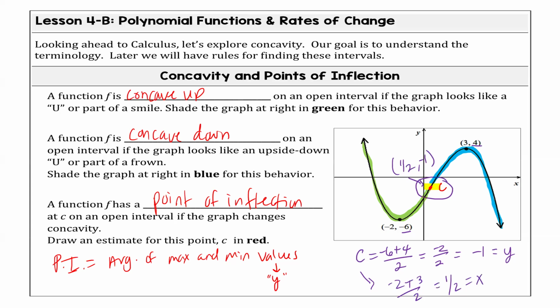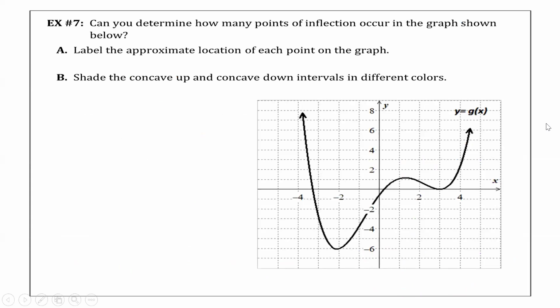Okay, so on example number 7, I would like you to identify our points of inflection. Why do I say it as a plural? That's because how many times do I change the direction from being concave up to being concave down? I change it twice. So how many PIs do we have? 2. We're going to have 2 PIs for this problem.